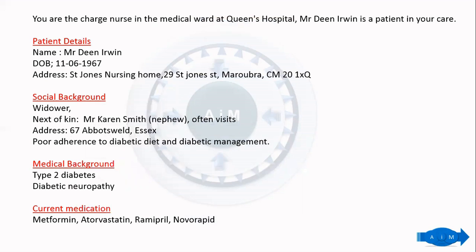Here we shall see who is the writer, which is given at the start of the question. You are the charge nurse in the medical ward at Queen's Hospital. Mr. Dean Irwin is a patient in your care. So we got to know the writer is the charge nurse, and we shall find out who is the reader. That should be there at the end, as I said.